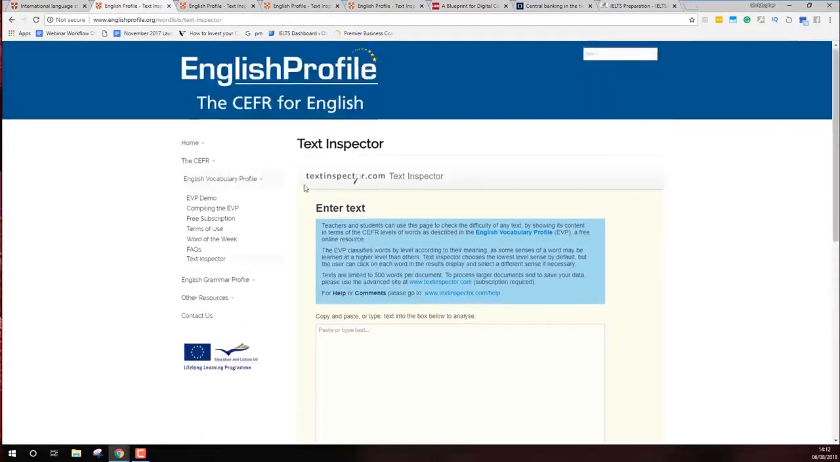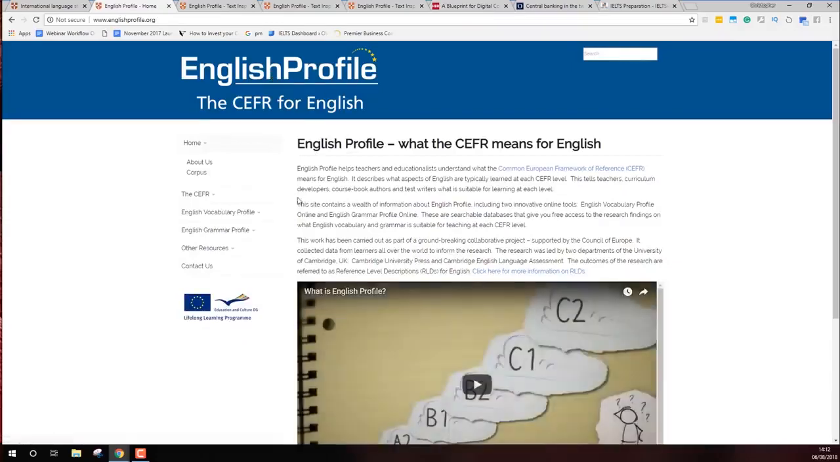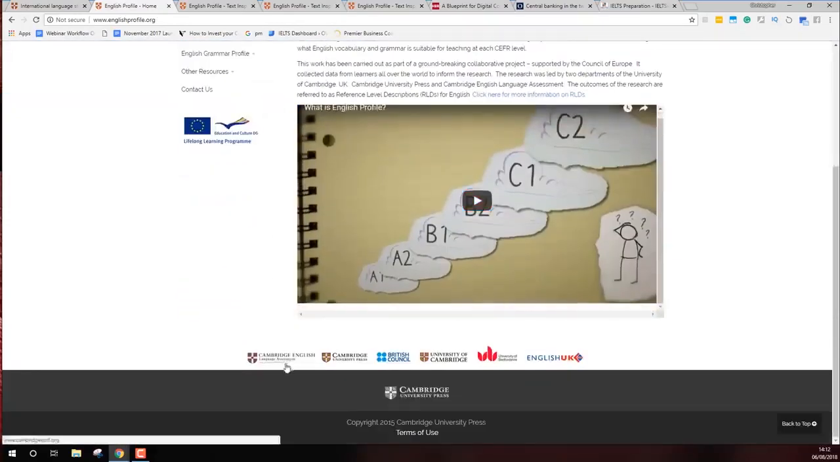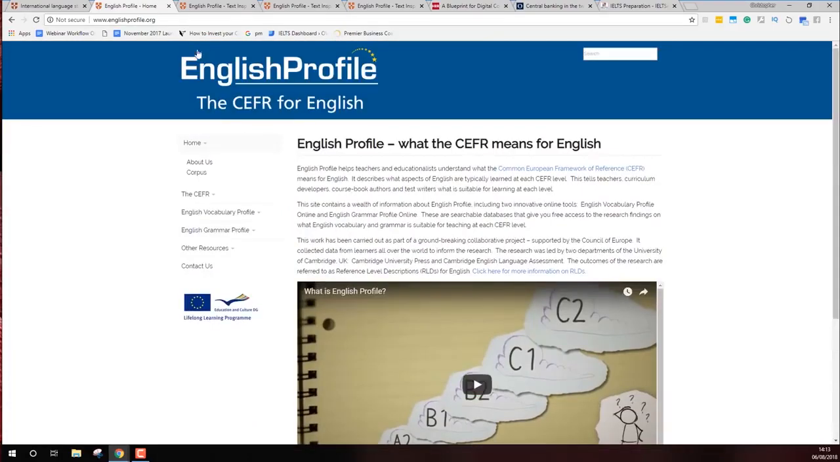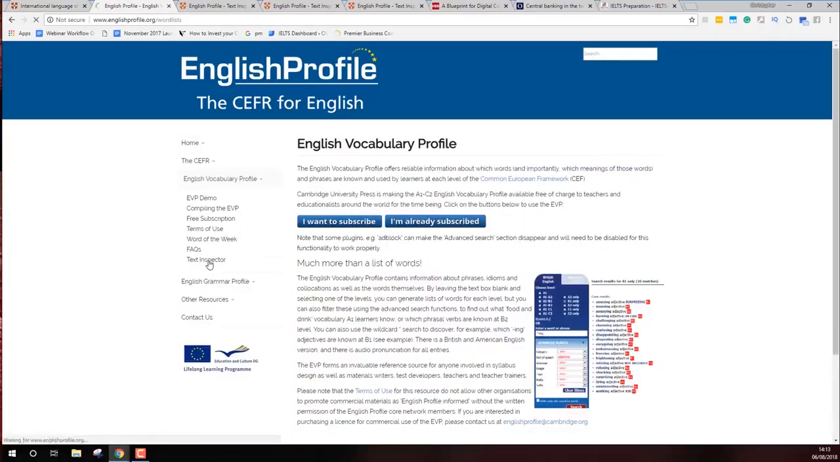So the tool that I'm going to show you is on this website called English Profile. If we click into englishprofile.org, it's created by Cambridge English, British Council, University of Cambridge. Obviously you can trust it if it's made by these organizations. The thing that we want to look at is English Vocabulary Profile and then Text Inspector.